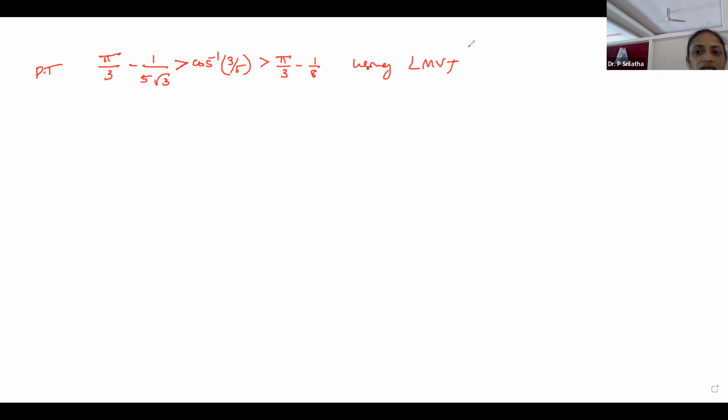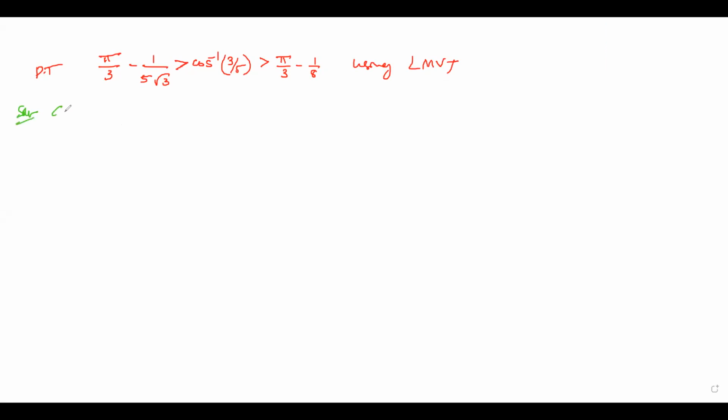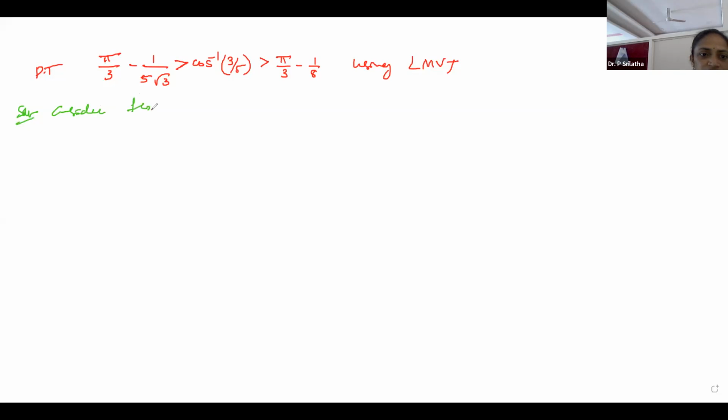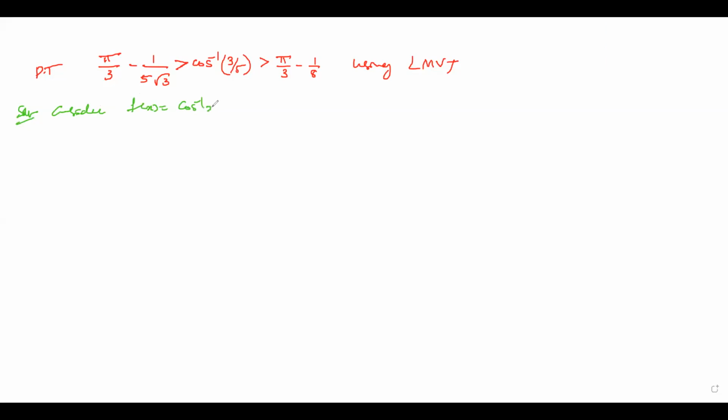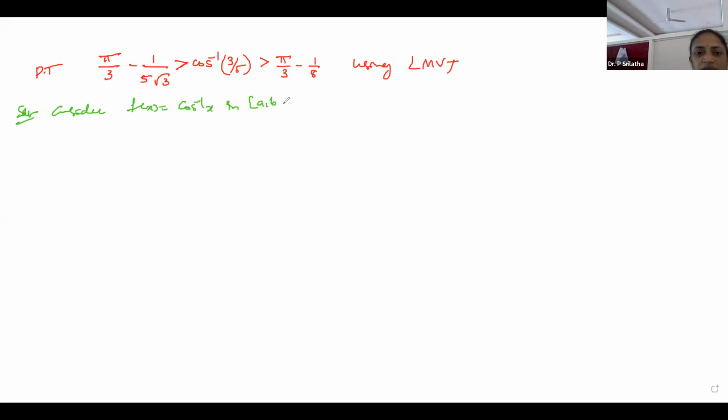Now tell me, what is our function? Cos inverse x. Very good. So consider the function f of x equal to cos inverse x in a comma b. So f of x is continuous in the closed interval a comma b and f of x is differentiable in the open interval a comma b. Differentiability means f dash of x exists in the open interval a comma b, right?